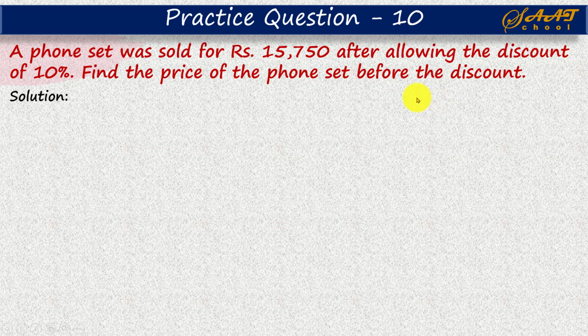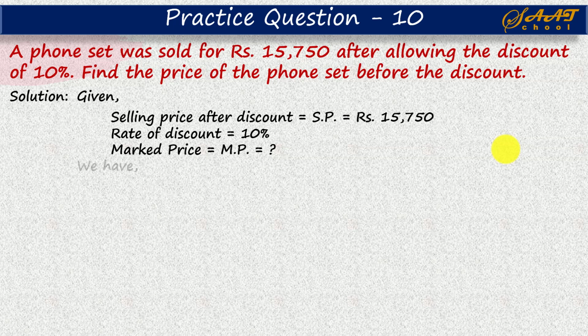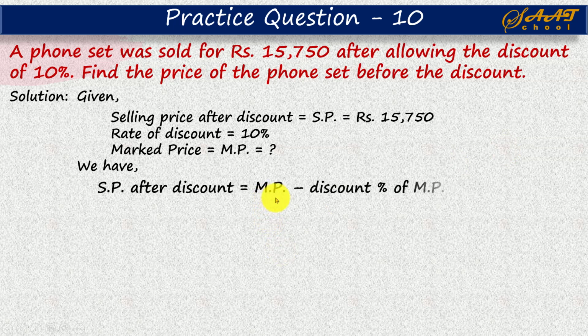Let's suppose the price before discount is the mark price. Here we have the selling price after discount, which is 15,750, and we have to find the mark price. The rate of discount is given, which is 10%. You can say mark price or the price before discount is MP. Now this is the relation that we used in practice question 9 as well, where SP after discount is MP minus discount percent of MP. There we calculated SP after discount, but here we have to find the price before discount.